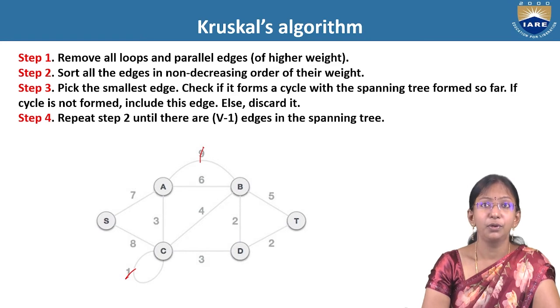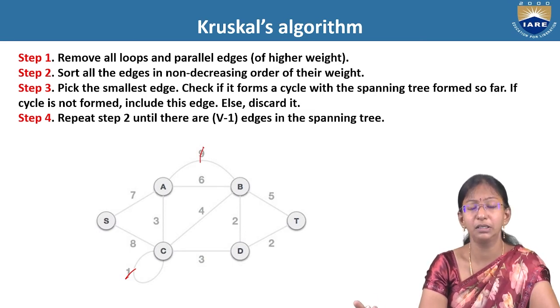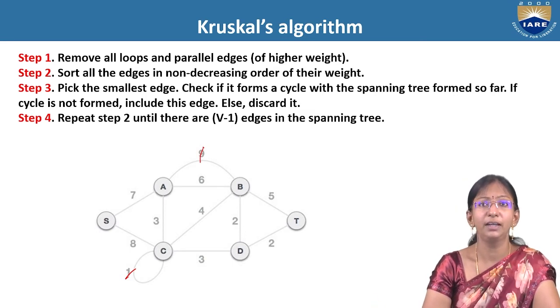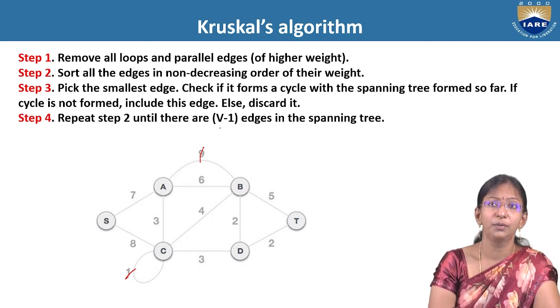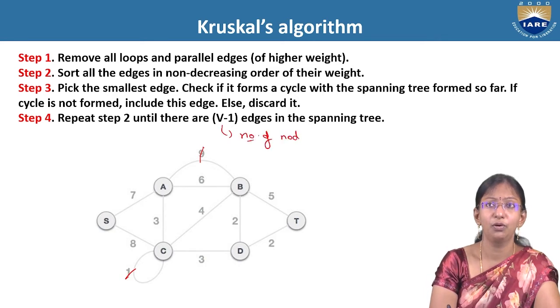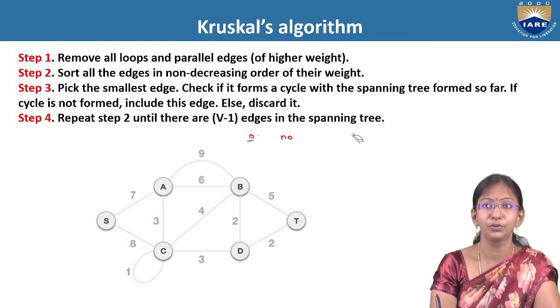And the last step, you have to repeat steps 2 and 3 repeatedly until you get V minus 1 edges. V is the number of nodes. Or you can say vertices. Either way you can say. Sorry guys, my handwriting is very bad. Kindly adjust. Okay. The number of nodes or vertices.